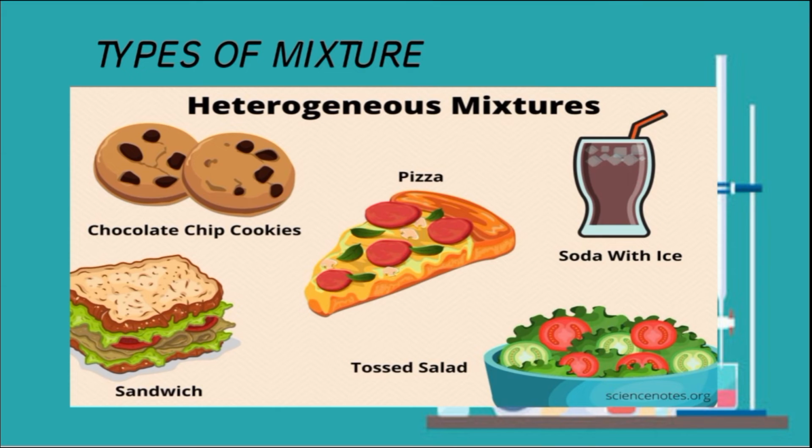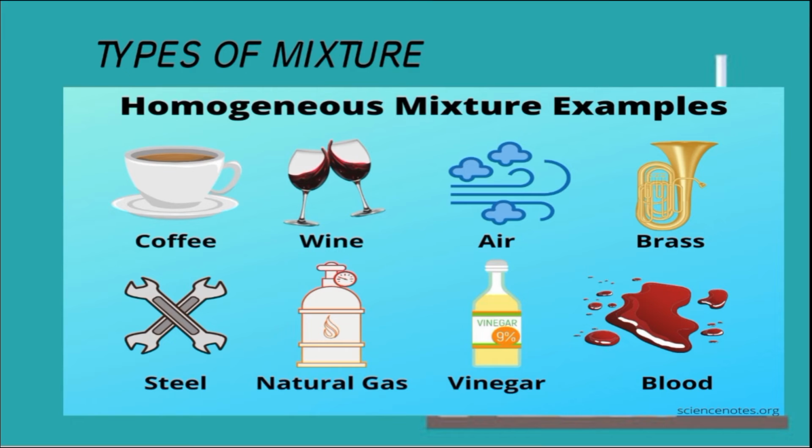Let's take a look at the pictures. The heterogeneous mixtures: chocolate chip cookies, pizza, soda with ice, sandwich, toast, salad. Let's also take a look at the pictures of homogeneous mixture examples: coffee, wine, air, brass, steel, natural gas, vinegar, and blood.